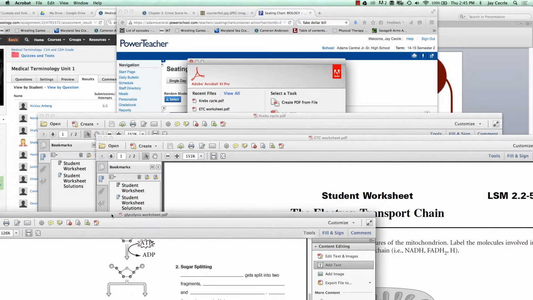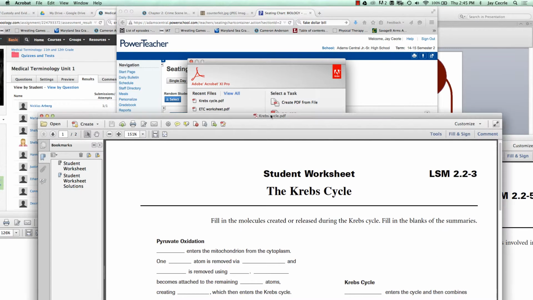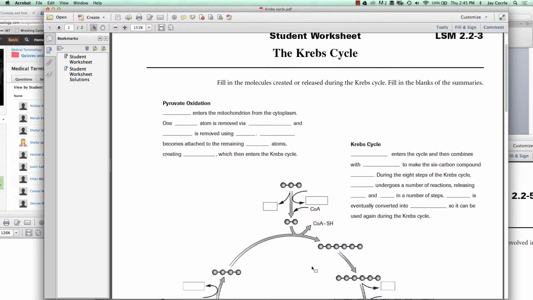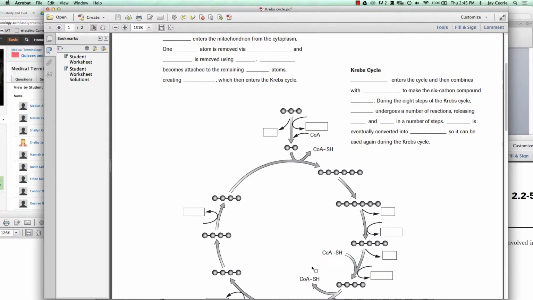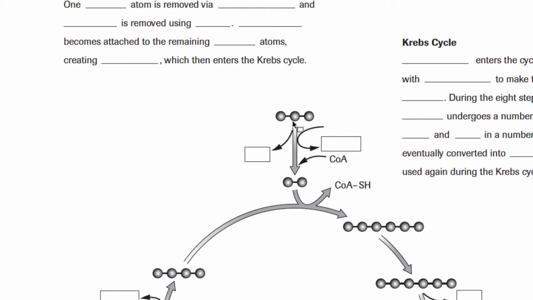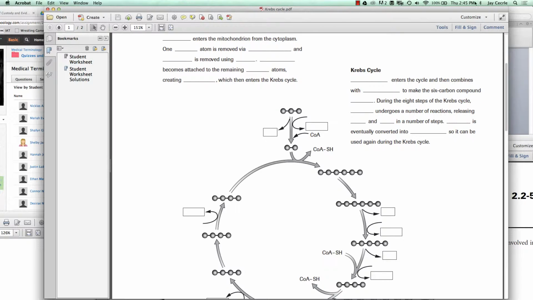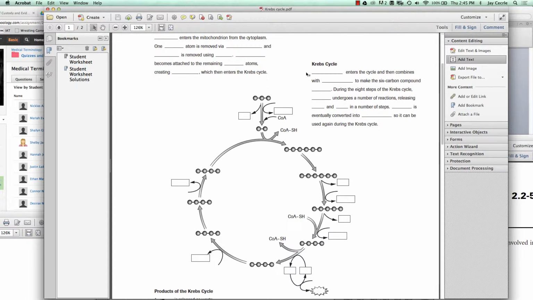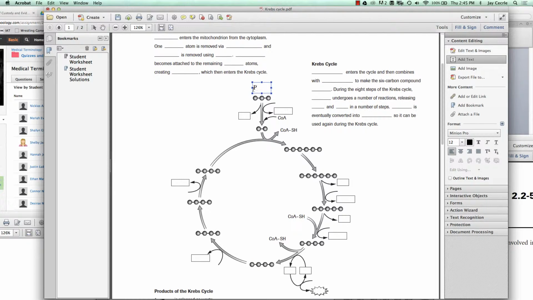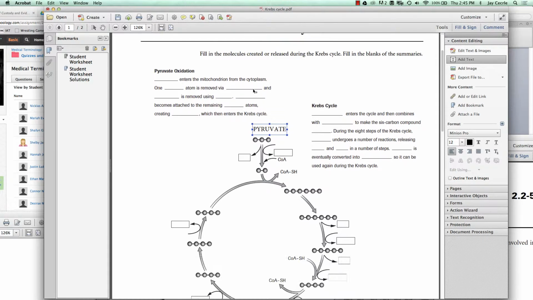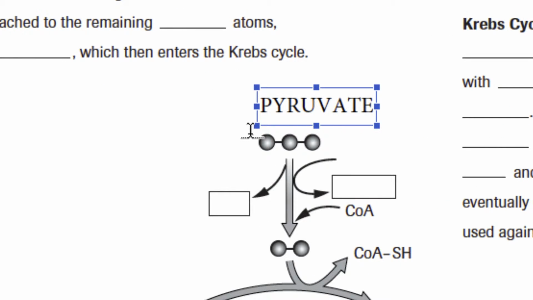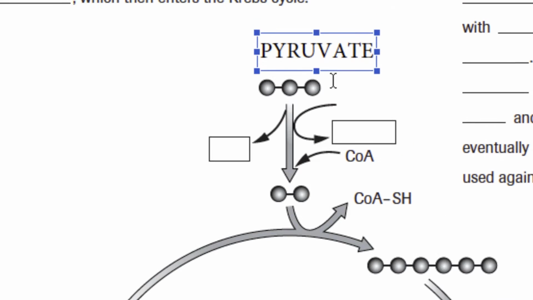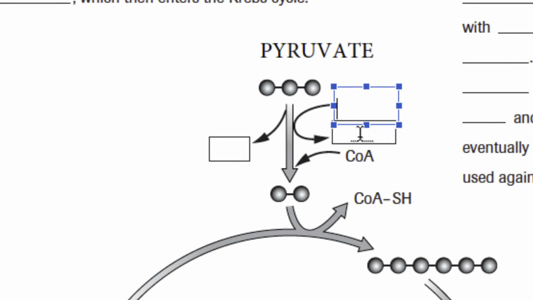Go ahead and go to Krebs. Again, we're going to do the highlight reel on this one. This is the 3-carbon compound we just labeled. What is it called? Pyruvate. And you don't have to have it all capitalized, but caps is on, I'm going to leave it. That's pyruvate.